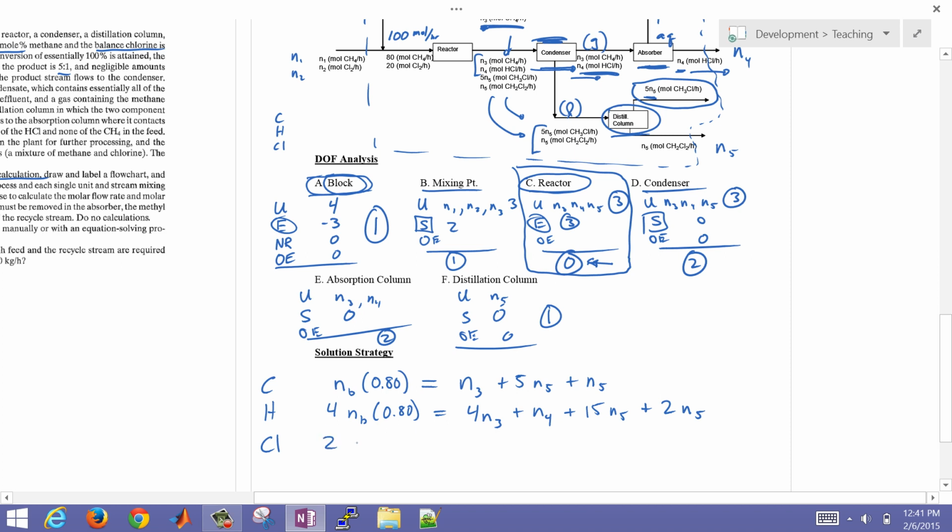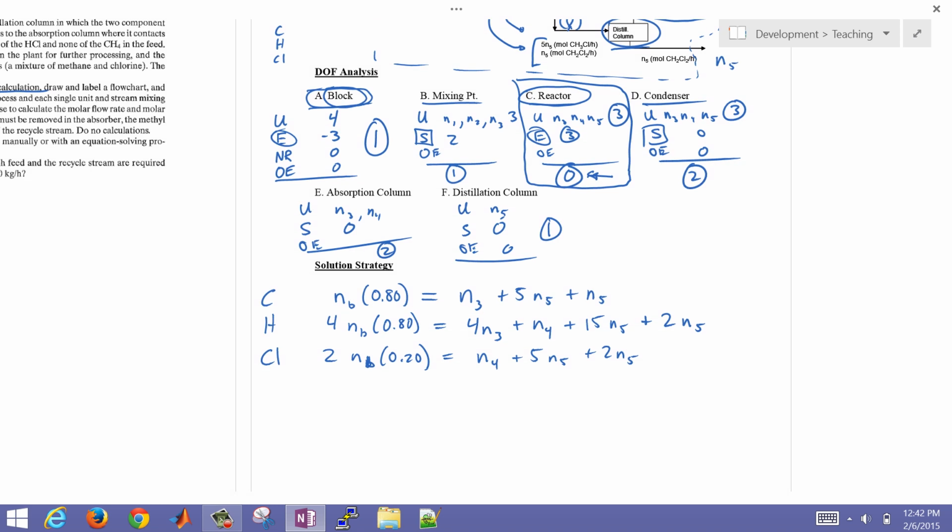Okay, so that's going to be 2 times the basis number. Okay, now this is going to be times 20% of that basis, the Cl2, the chlorine gas. Okay, and then we have 1 coming out with the N4. Okay, that's our HCl coming out, and then plus 5 N5 plus 2 N5. Okay, so that's a chlorine balance.